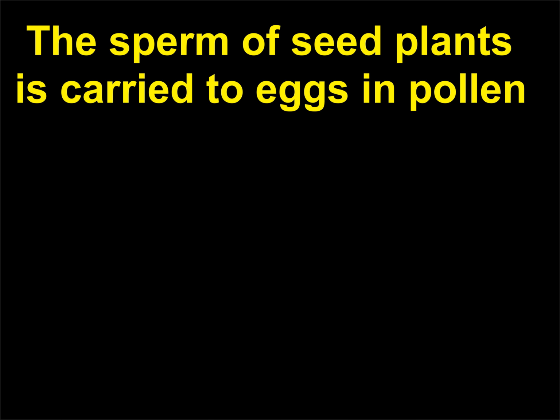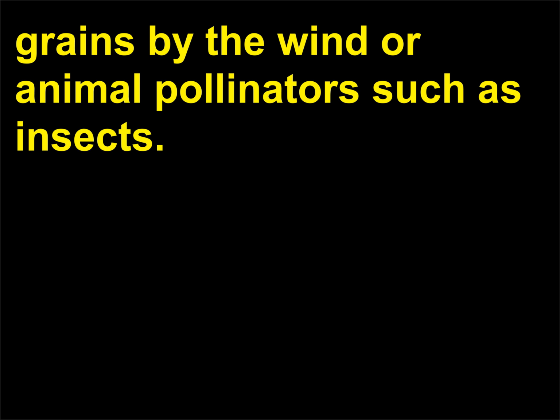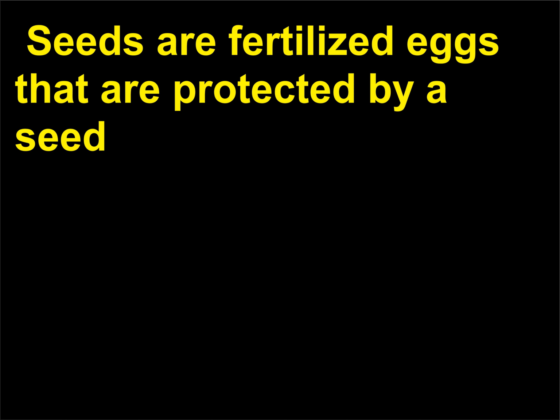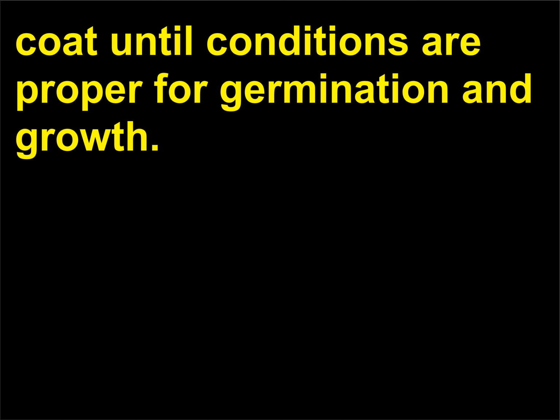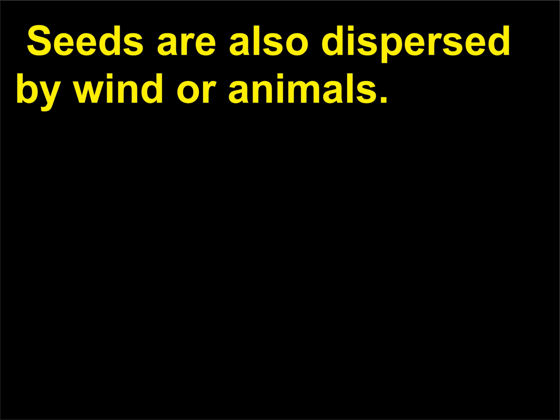The sperm of seed plants is carried to eggs in pollen grains by the wind or animal pollinators such as insects. Seeds are fertilized eggs that are protected by a seed coat until conditions are proper for germination and growth. Seeds are also dispersed by wind or animals.